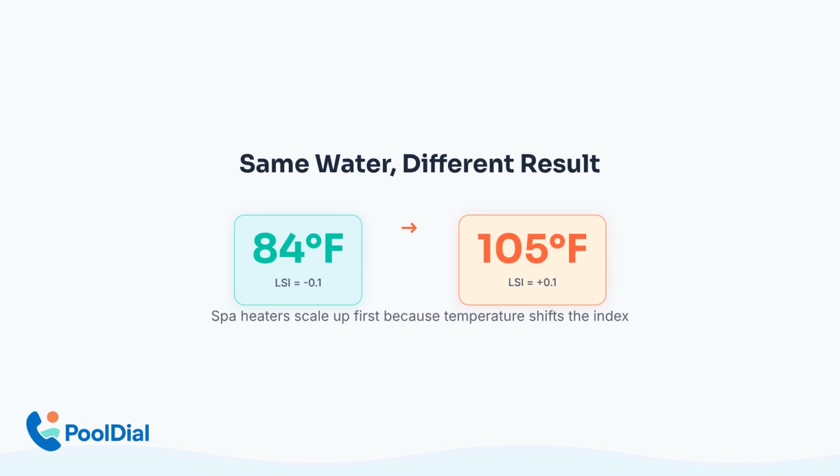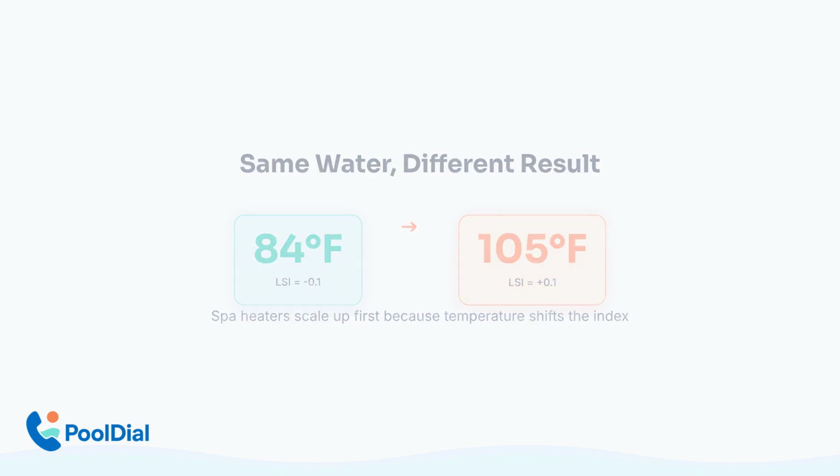Now raise that same water to 105 degrees. Spa temperature, the LSI jumps to positive 0.1. Same water, same chemistry, but the higher temperature shifted it from slightly corrosive to slightly scale forming. That's why spa heaters scale up first.